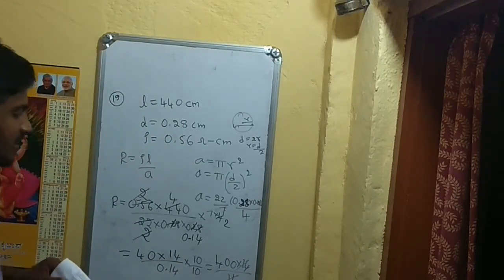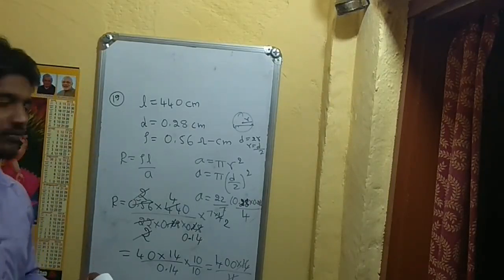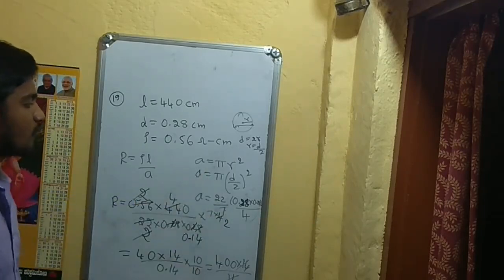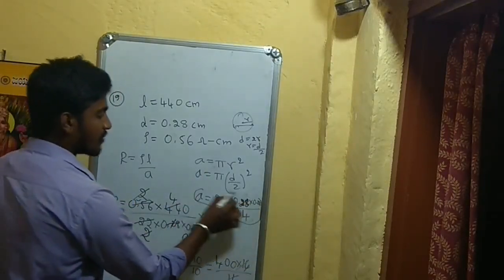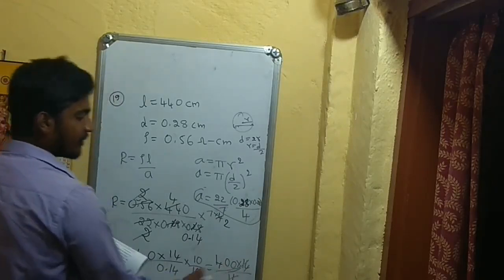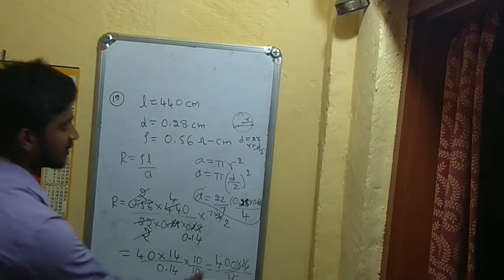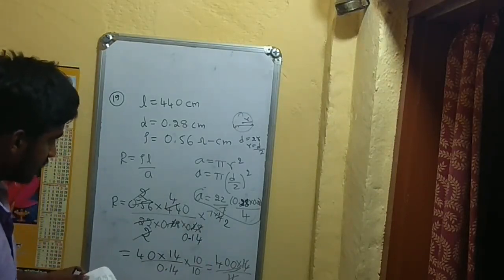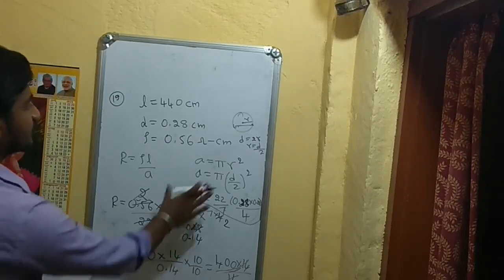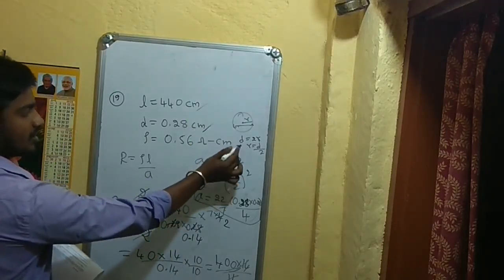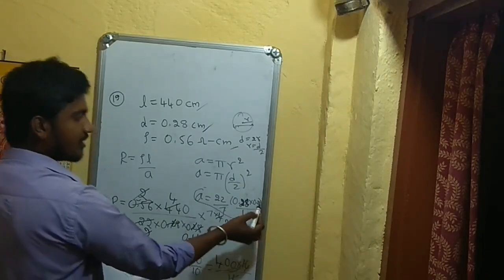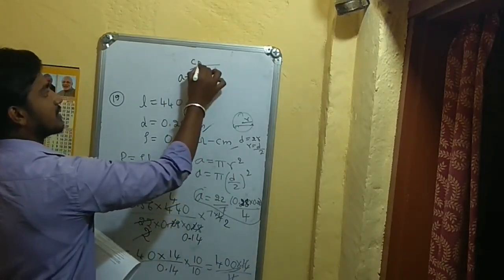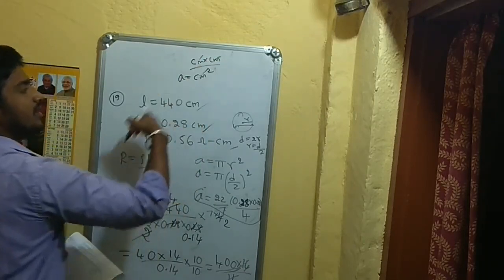So the answer here will be none of these. Calculation may be a little bit confusing, but try your own method. Up to here there will be no problem. Answer will be 400 ohm. Just cross-check once by solving in the calculator itself. All units should be the same. Here centimeter, here centimeter, here centimeter. Centimeter into centimeter, area also centimeter square. Then only all the units will get cancelled.